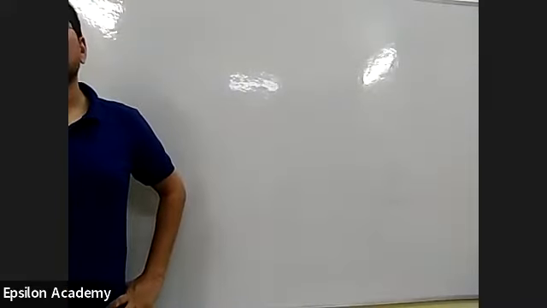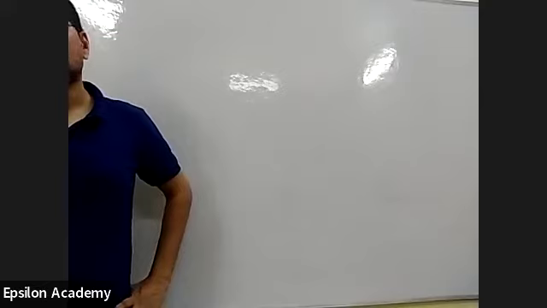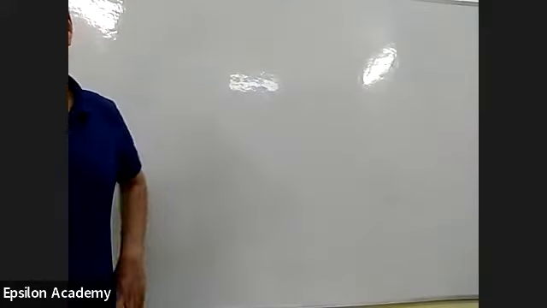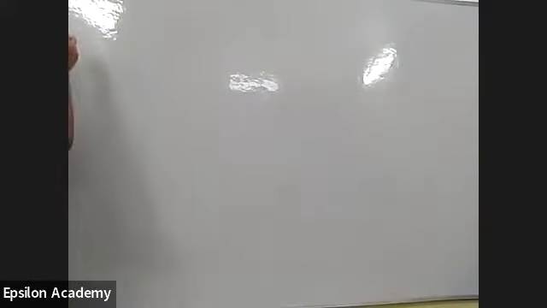Example 34. Should we go to the next one? So 35, and what is the question? Find the shortest distance of the point from the parabola y equal to x square.